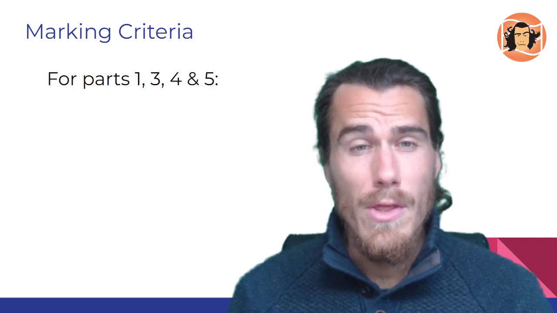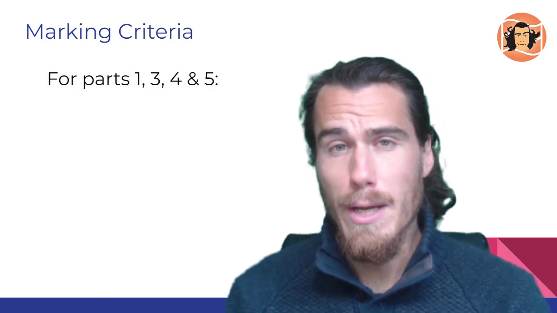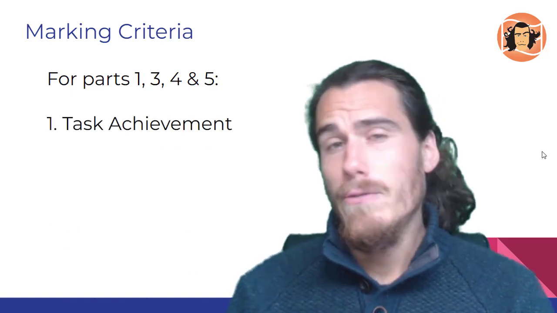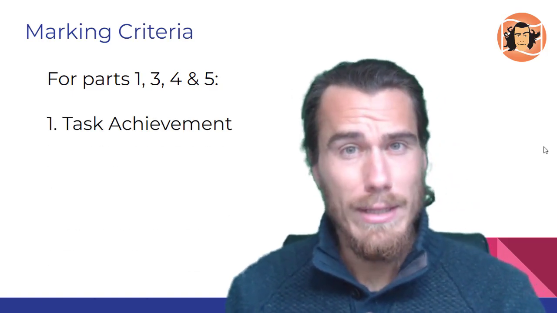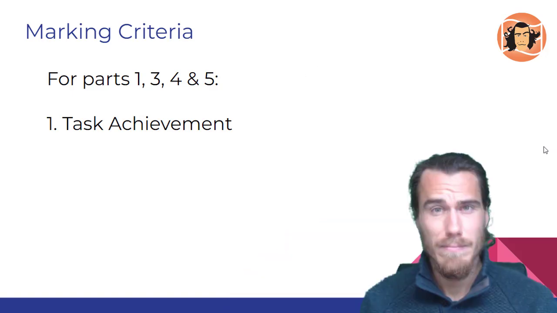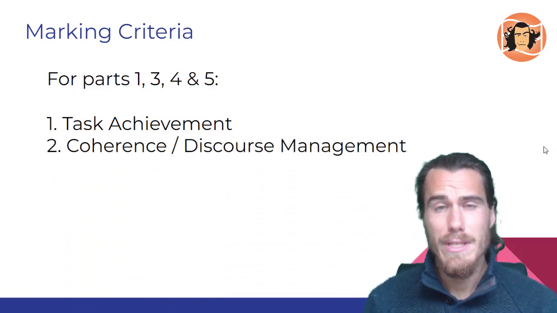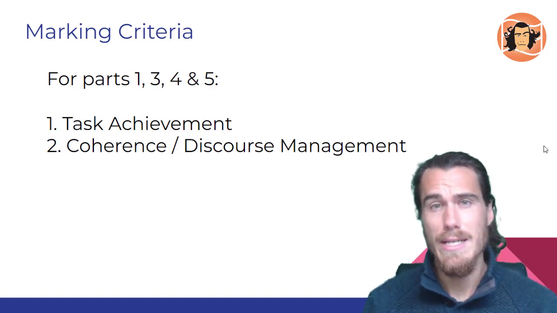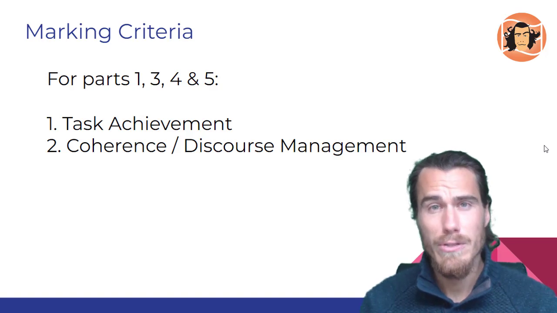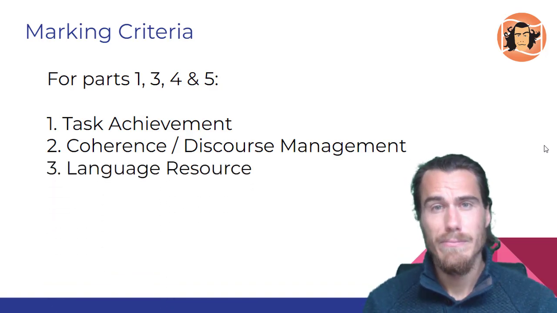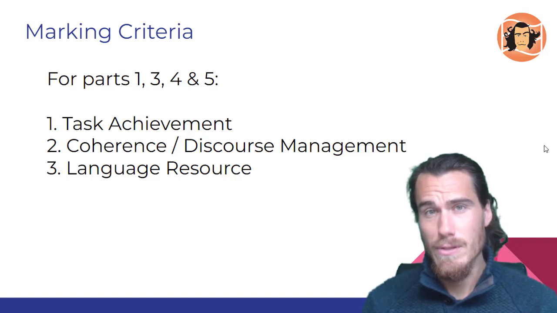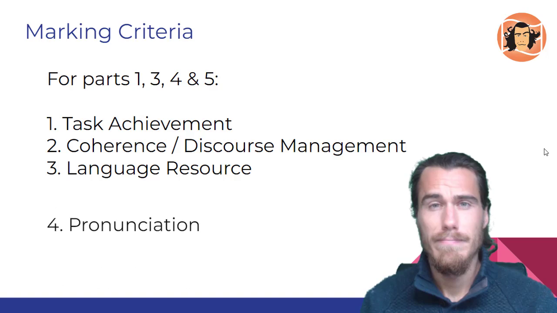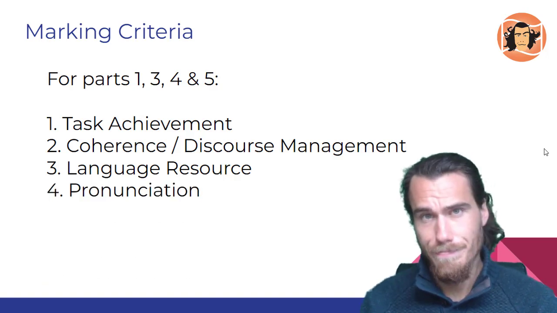For parts 1, 3, 4 and 5, so not for part 2, but for parts 1, 3, 4 and 5, they look for task achievement, how well you answer the question, coherence and discourse management, so that's how well you can connect your ideas and how clearly you put them across. Language resource, so how much language you know and can show. And pronunciation.